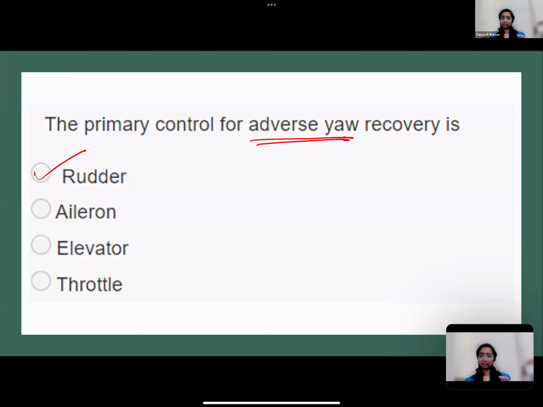Why is it called adverse? Adverse gives you a negative connotation, something that is not desirable, right? So why do we not like the yaw that happens when you roll? Before that, tell me, if I roll towards the right, is adverse yaw happening to the left or the right? If I'm rolling to the right and the yaw happens to the right, it's desirable, right? Then I can turn towards the right. So why is it called adverse?